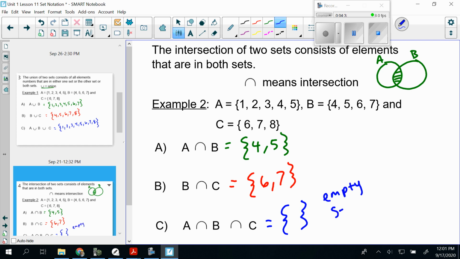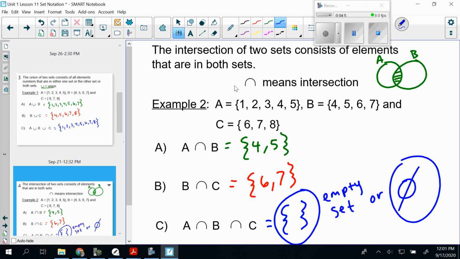And you can write an empty set just as 2 braces like this with nothing in them, or also this symbol is used for empty set, just kind of like a circle with a line through it. So if you get nothing, an empty set, you can use this or this to indicate empty set.